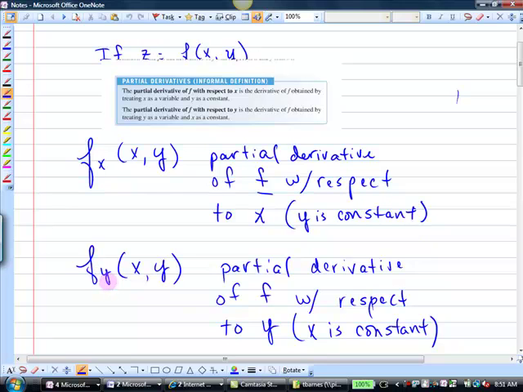If you have f subscript y of xy, that's the partial derivative of f with respect to y, and x is a constant. So you're going to be taking derivatives the way you know how, but when you see one letter that's going to be like a constant, you got to remember, what's the derivative of a constant? 0. But we just have to think about that. It's going to be a little different. Okay.